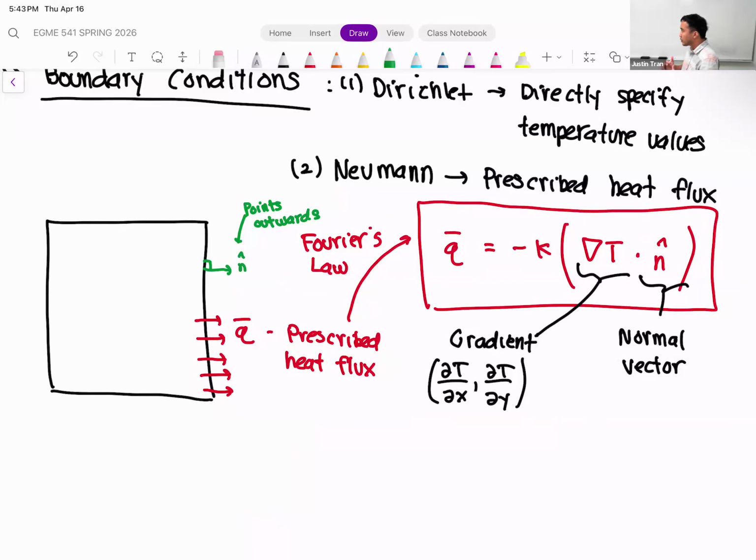And so if you combine those two concepts, you combine the fact that we're taking the gradient of the temperature and we're taking the dot product of that with the normal vector, right? Think about what the dot product represents. If you recall from vector algebra, when you take the dot product between two vectors, you're essentially computing the component that those two vectors share in common.